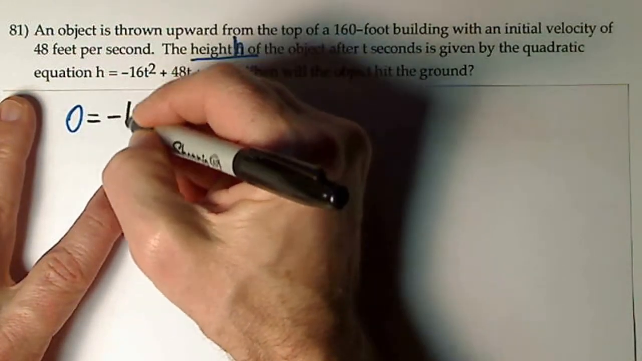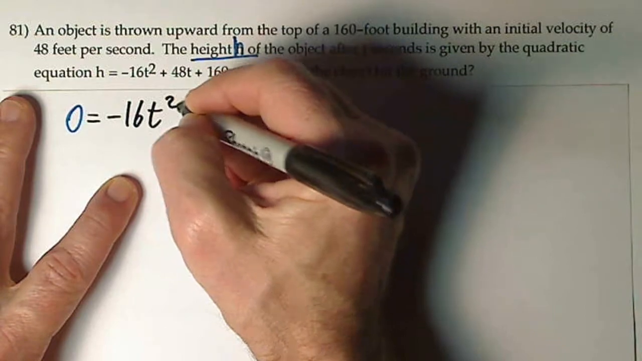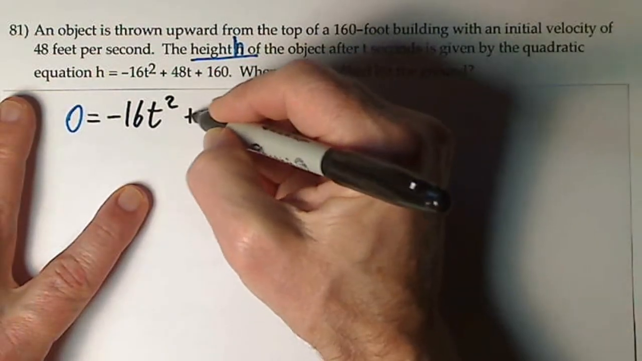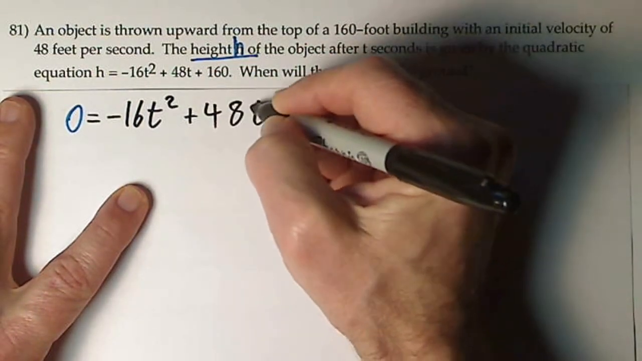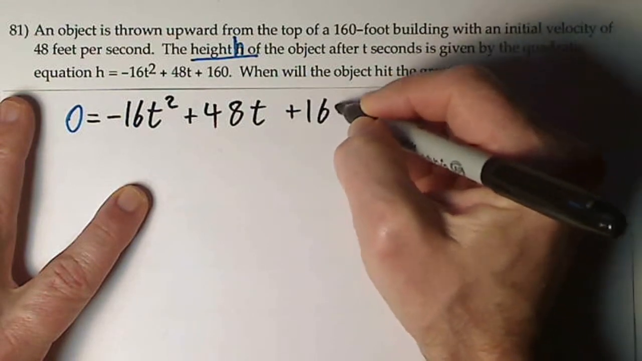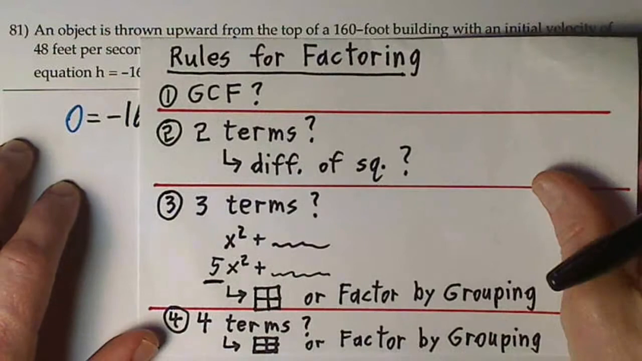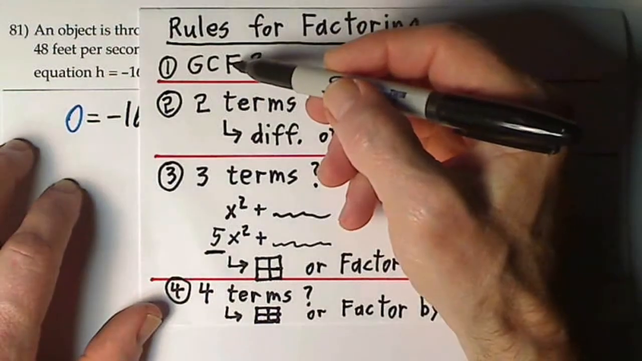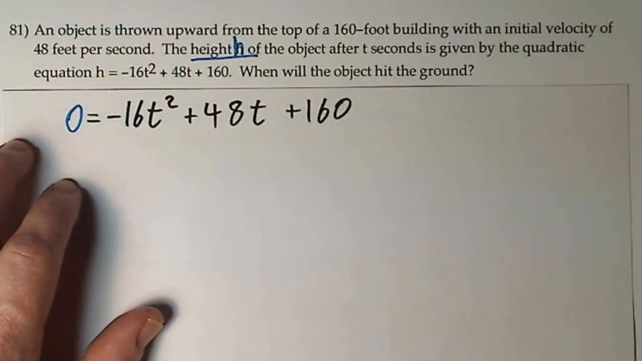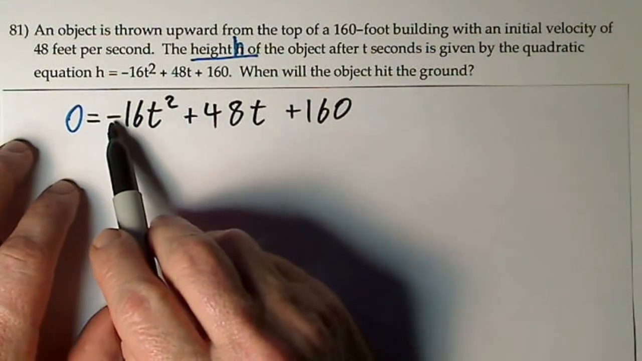So that's negative 16 t squared plus 48 t plus 160. And now when you're factoring, you want the rules for factoring. GCF, yes, and we'll proceed from there. So in fact, I don't like a negative in the first term.